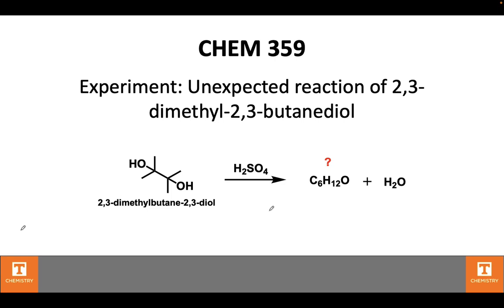Hello, so in this lab you're going to do the unexpected reaction of 2,3-dimethyl-2,3-butanediol, which has this structure over here, where you have a vicinal diol, or neighboring alcohols. In this we will also use sulfuric acid as a catalyst to produce the quote-unquote unexpected product. Make sure that you read the procedure and complete your pre-lab assignment after watching this video.